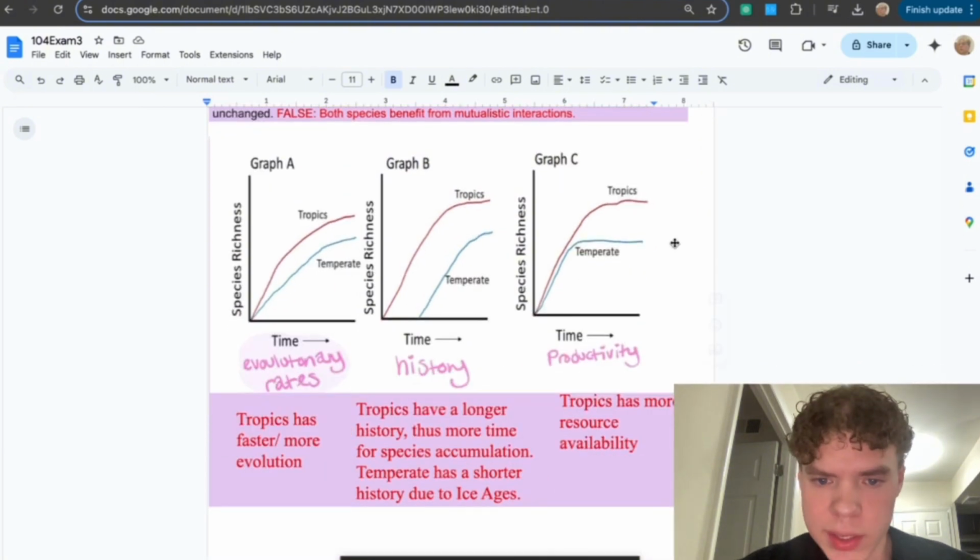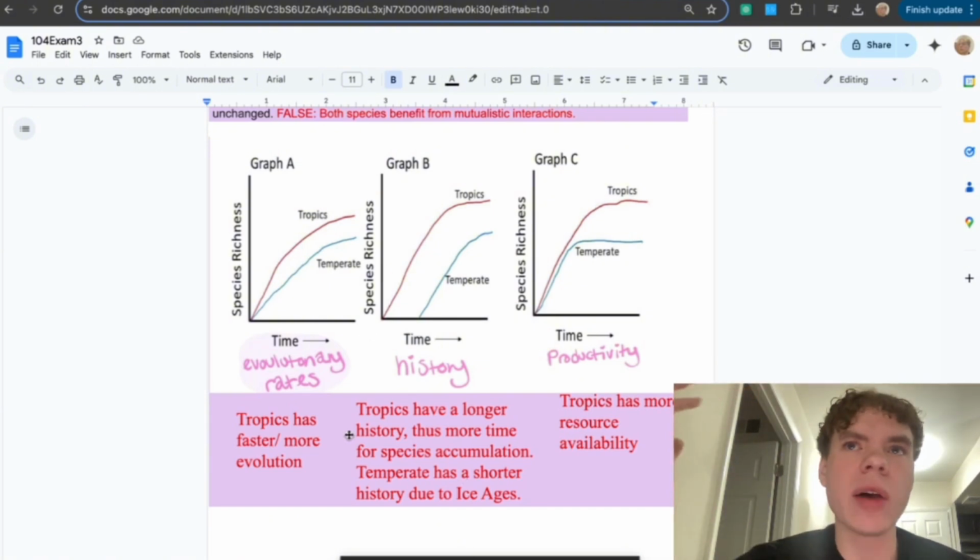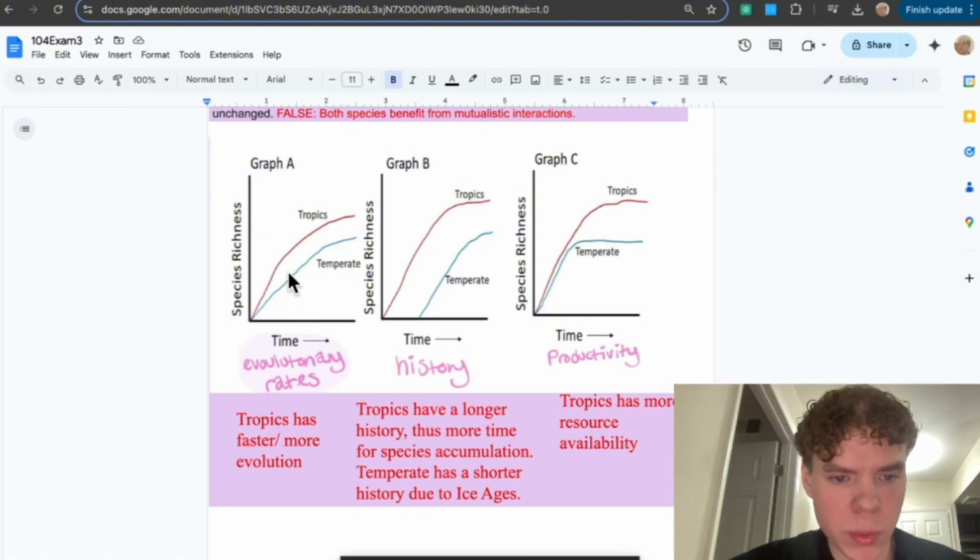Yeah, like I said, graph C represents the productivity of an environment. History represents how long it's been happening. For example, if every thousand years you get a random ice age that stops all of your processes, then of course you're going to have split up times. But graph A shows that evolutionary rates and speciation are higher in the tropics than in temperate regions.